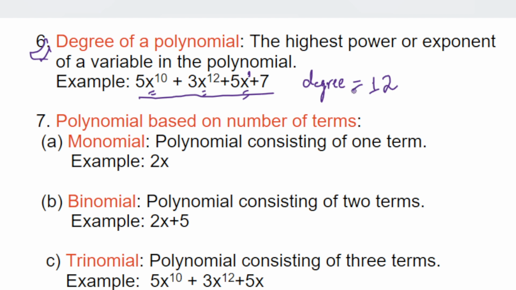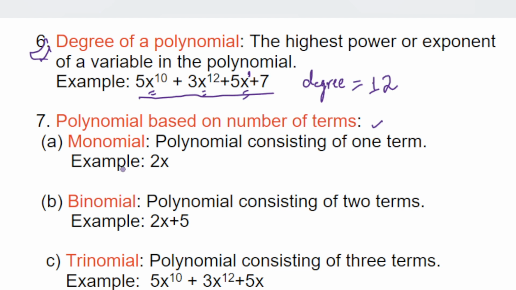Okay guys, let's see number 7. We'll see now types of polynomial. There are two types of polynomial based on two different things. First, polynomial based on number of terms. Second, we'll see polynomial based on degree. The first one, polynomial based on number of terms.